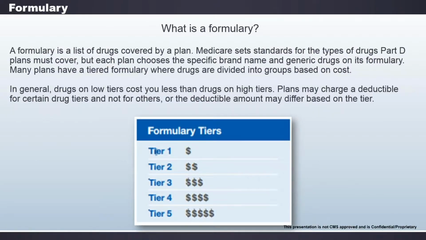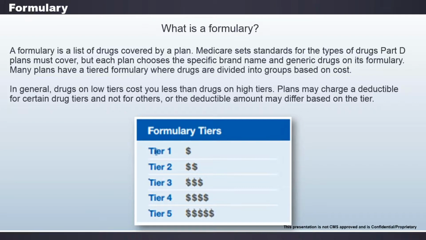And just looking, what is a formulary? This popped up before. I didn't cover it a couple days ago, and I wanted to cover it because I had people asking questions about it. A formulary is a list of drugs covered by a plan. Medicare sets standards for types of drugs in Part D. Each plan chooses specific brand name drugs and generic drugs, and it's all formularies. Plans must have a tiered formulary where the drugs are divided into groups based on their cost.